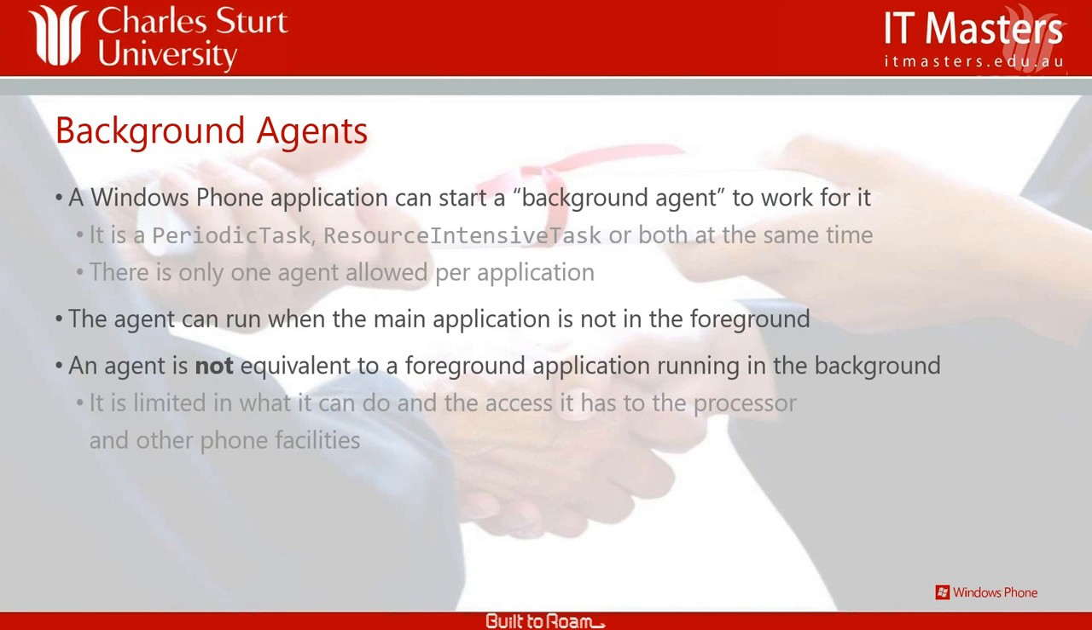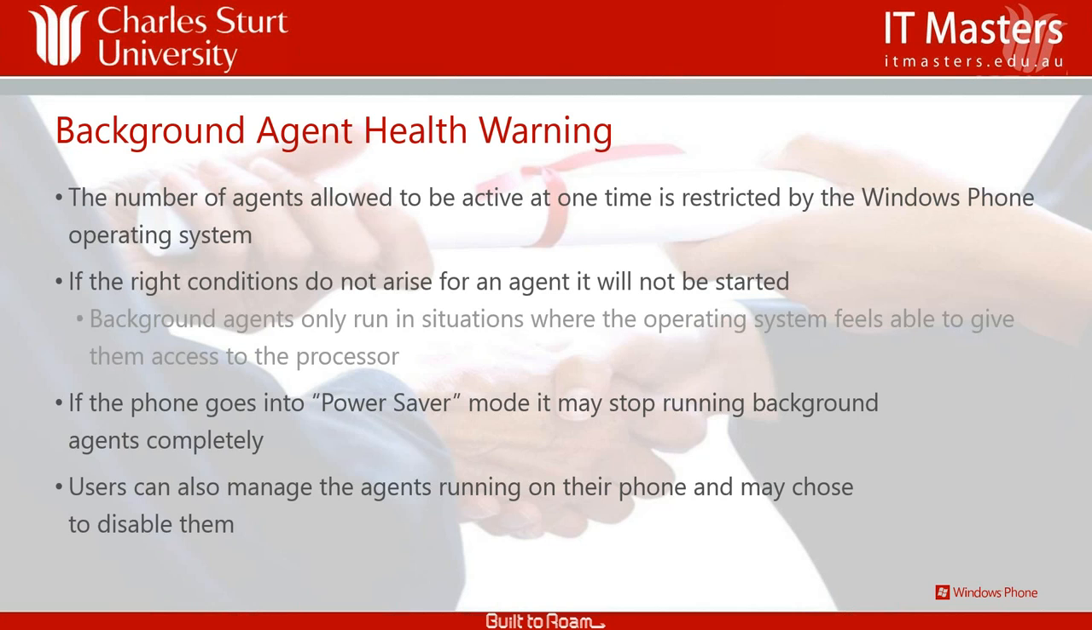One thing to note is that these agents aren't the same as a foreground application. There are some limitations about what they can or can't do, and there's also no guarantee that they will run. For example, the periodic agent is designed to run every half an hour. But the user has the ability to constrict this and modify the conditions for when these agents will actually run. These points here give you some scenarios where the agents may not run. For example, if the phone goes into power save mode, it will stop running those background agents completely.